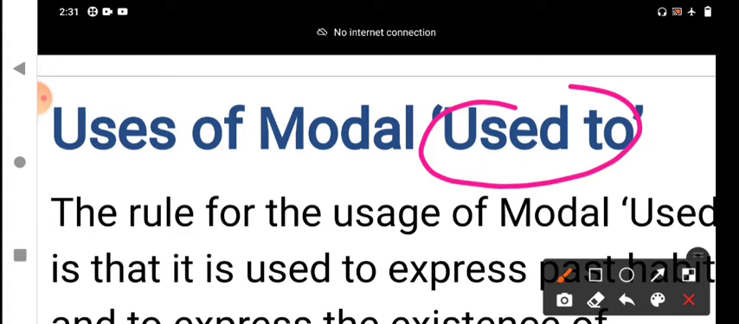This verb is called a semi-modal verb. Semi-modal, what is the meaning of semi-modal? It functions as both a main verb and a modal verb.